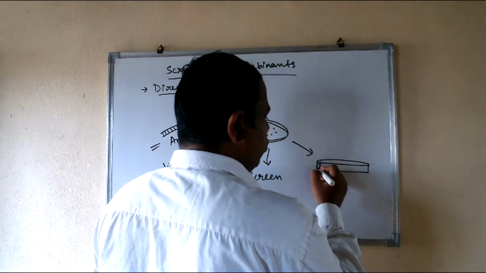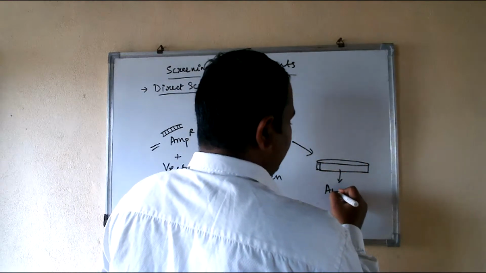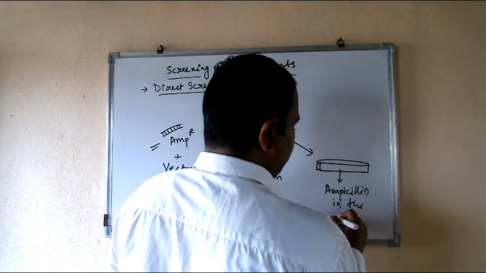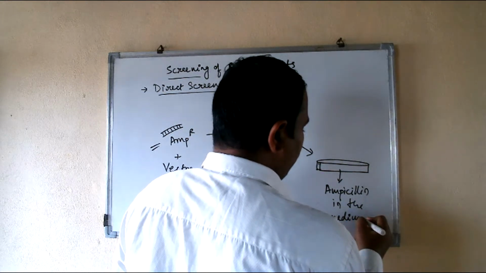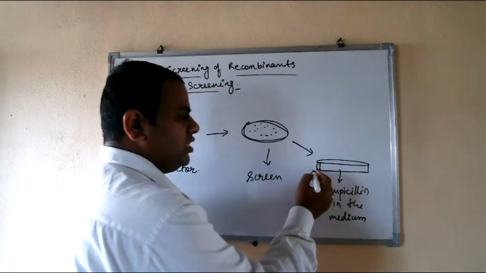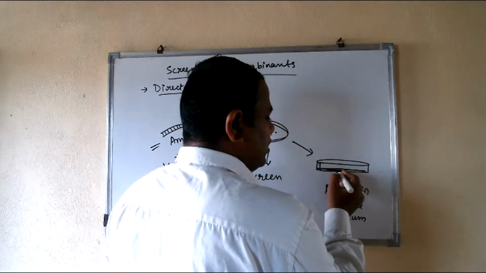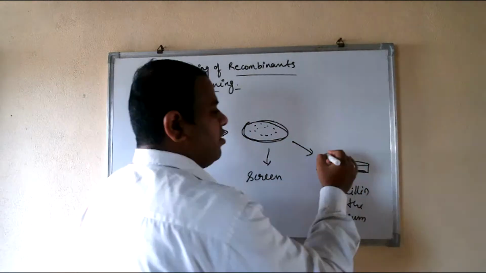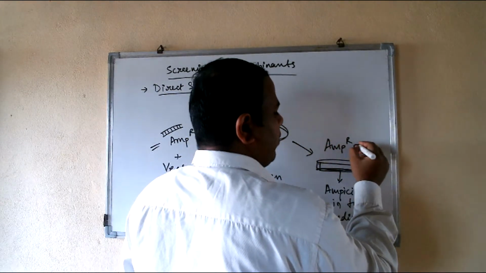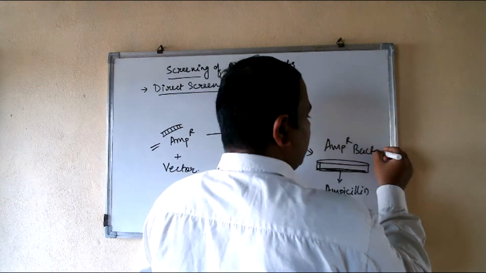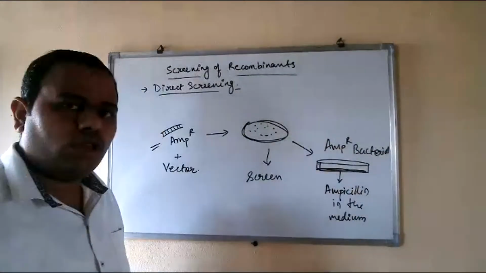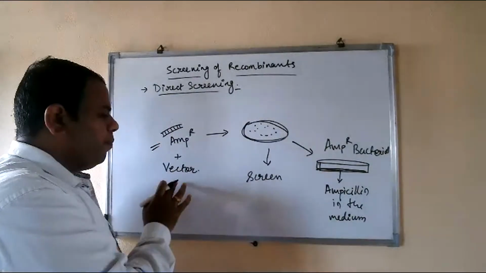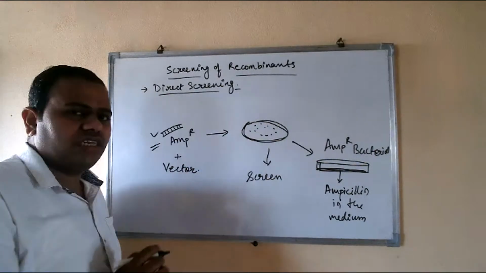You are going to grow this colony onto a plate which has ampicillin. Okay, so due to this, what is going to happen? Since you are putting ampicillin in the medium, other bacteria are not able to grow onto this medium, and only ampicillin resistant, that is AmpR, bacterial colony is able to grow onto this plate. So directly you are selecting a particular colony or a particular bacteria which has your ampicillin resistance gene.